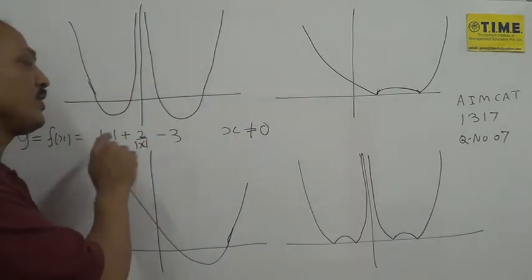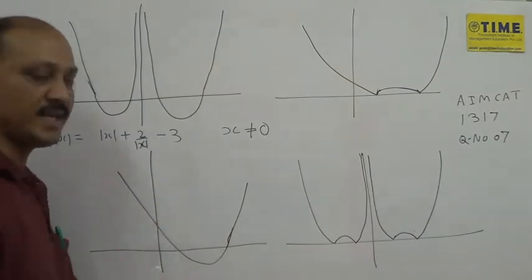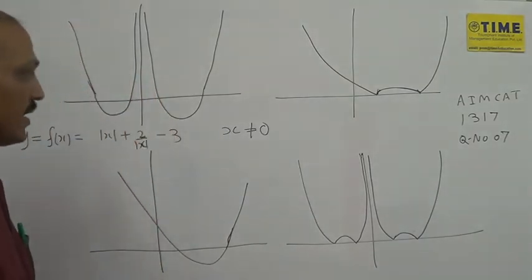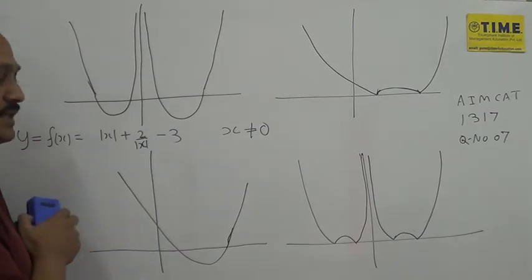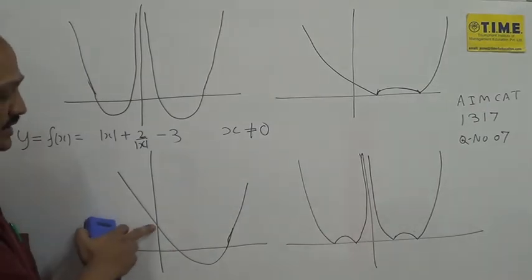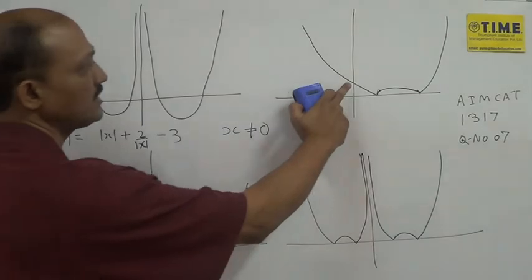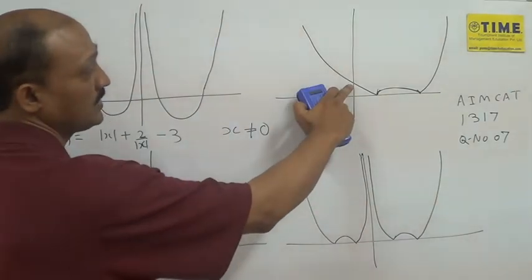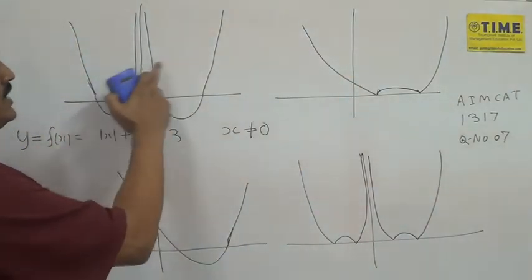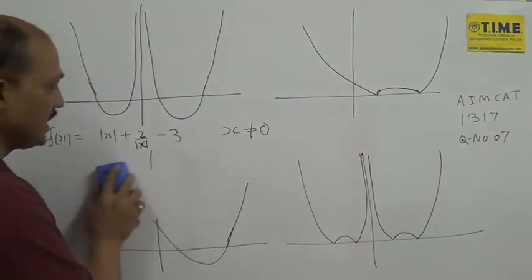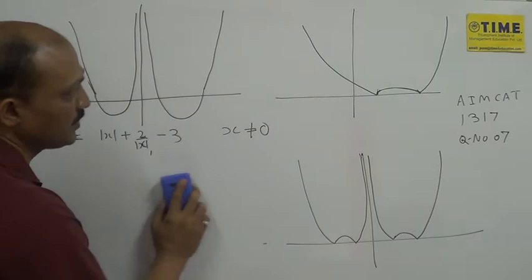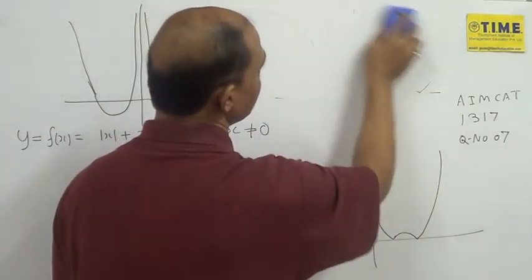There will be no point of this function on the y-axis. In that sense, I'll be able to eliminate this as one of my answers and eliminate this as one of my answers, because there is a point on the y-axis here, and there is a point on the y-axis here. That is what the options are suggesting. These two graphs do not have any point on the y-axis. So I can eliminate this as one of the possibilities, and I can eliminate this also as one of the possible answers.